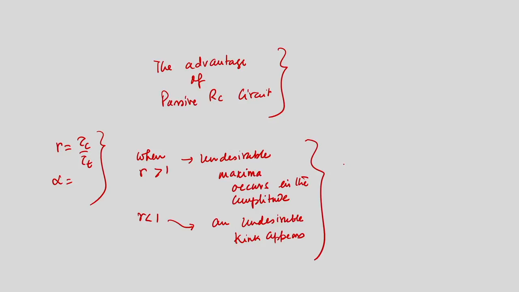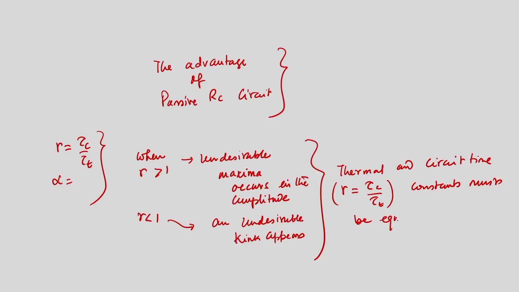So, these observations suggest that the thermal and circuit time constants, that is R equal to tau c by tau t, must be equal. This is very important.